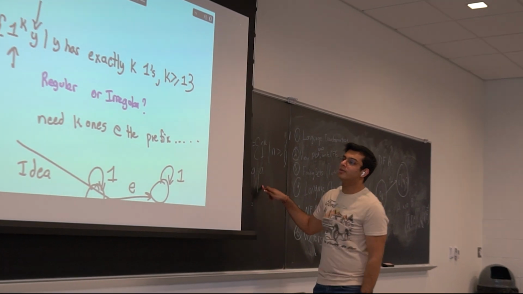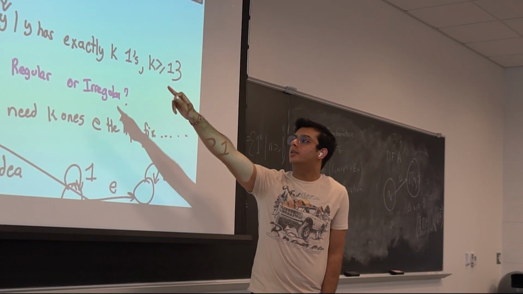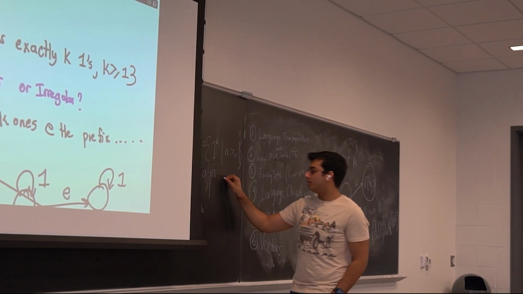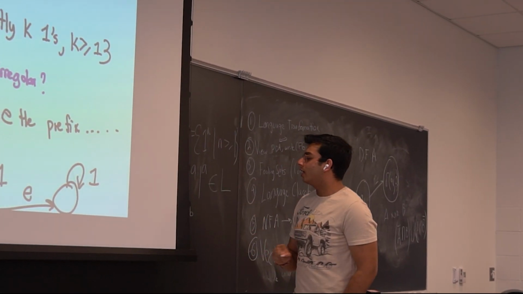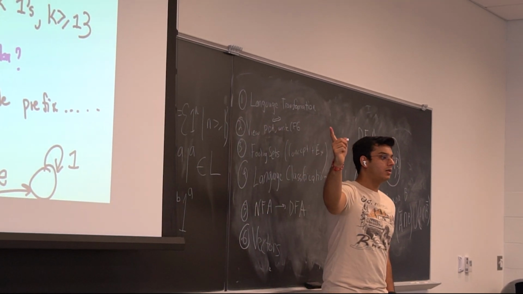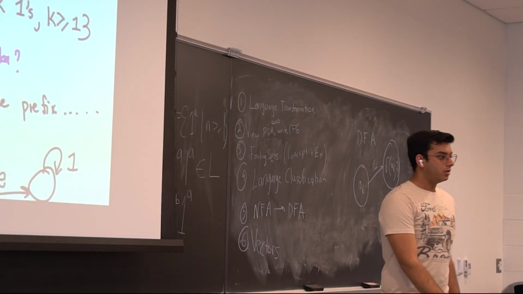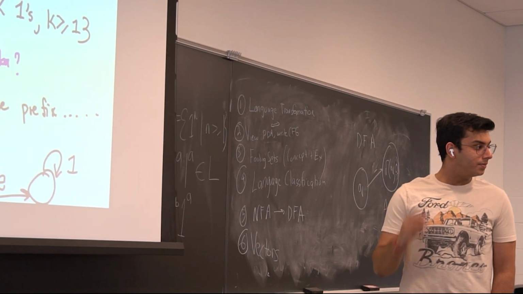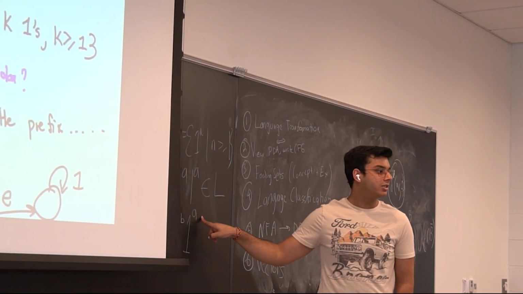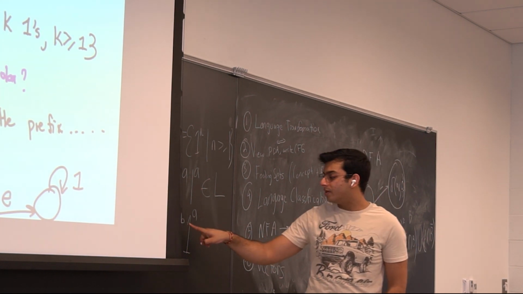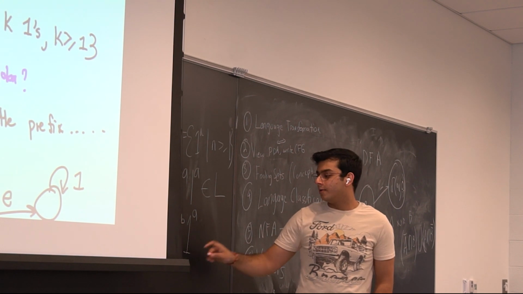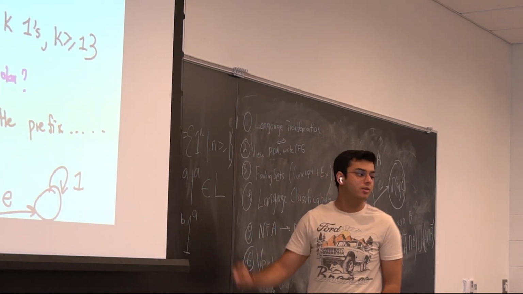Is 1 to the power of a, 1 to the power of a, does it follow the format 1 to the power of k, y, such that y has exactly k ones? Yes. Okay, what if I put 1 to the power of b here? Does it follow that format? Well, it's not the prefix. Right, so he says no because the prefix and suffix don't match. The prefix has b ones, the suffix has a ones, so it doesn't match.